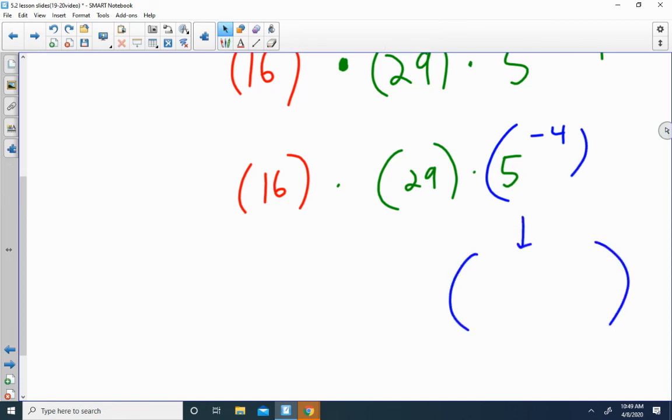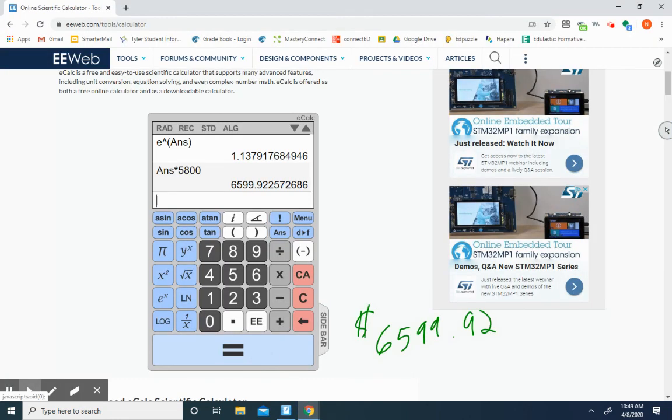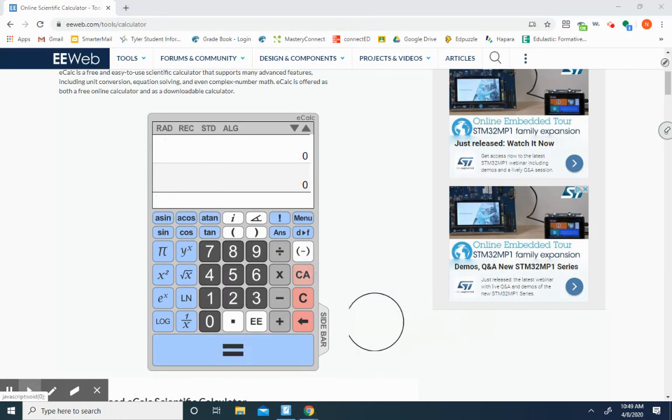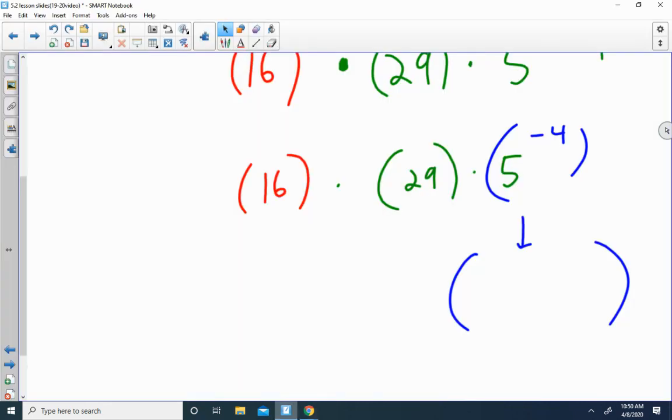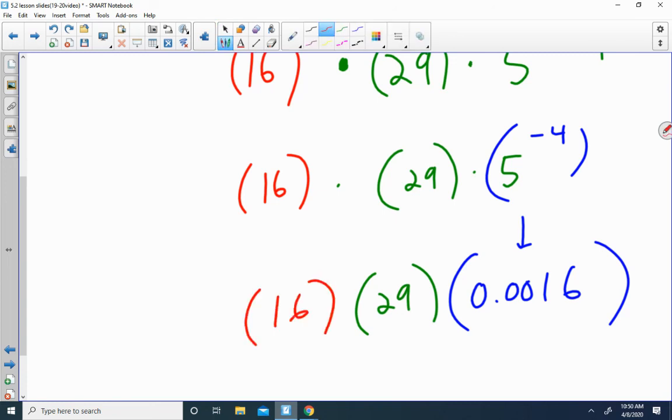Let's go to our little calculator. Clear. So let's do 5 to the power of negative. Make sure you use this with your negative button. Negative 4. And we're going to get that decimal, 0.0016. All right, now we just got to multiply that by 29, and then we just got to multiply that by 16. So 16 times 29 times 0.0016, and that will give us the revenue. Easy peasy, just like that.